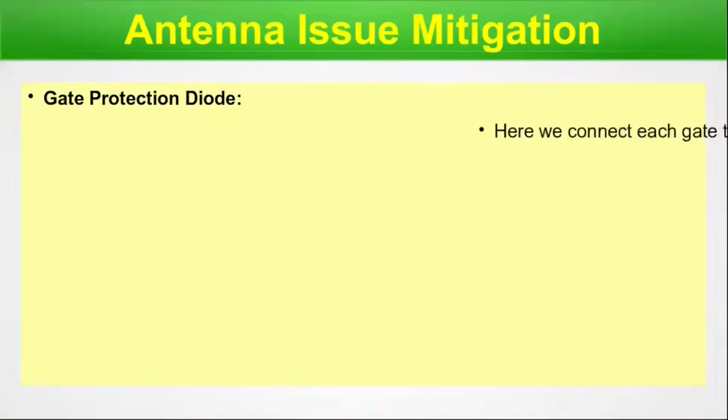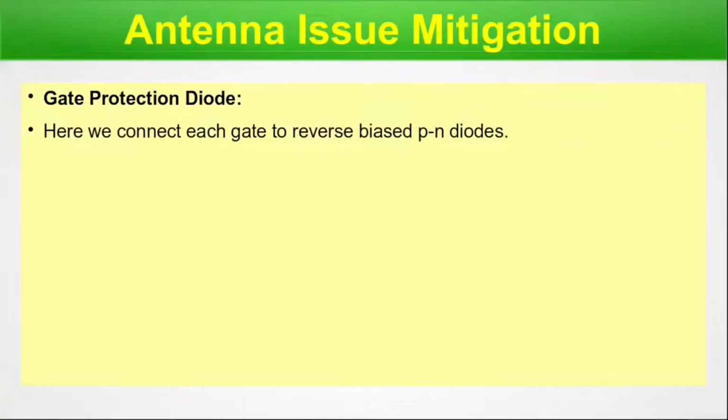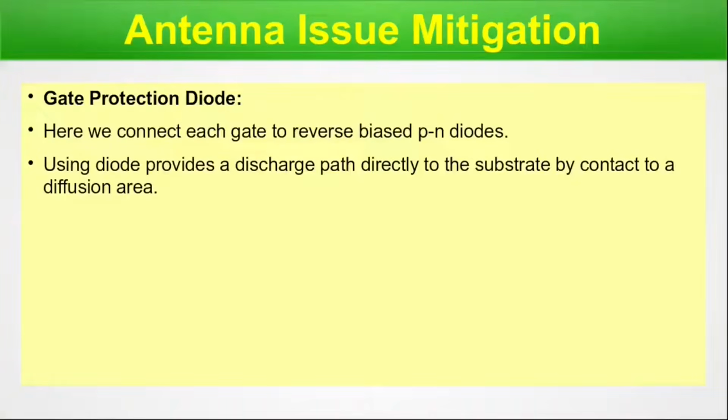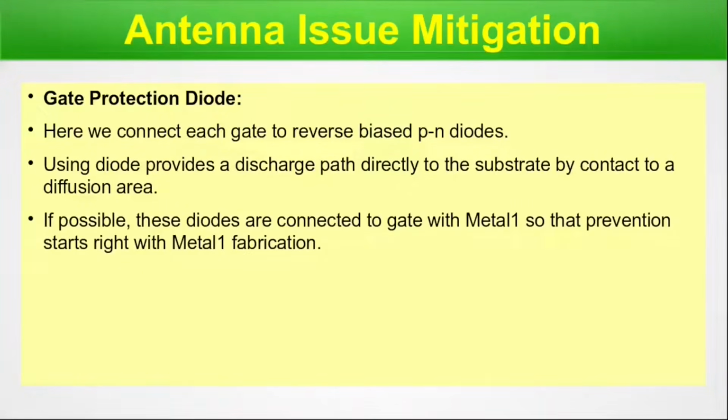Antenna issue mitigation. We continue here with a few more ways of mitigating the antenna phenomenon. Gate protection diode. Here we connect each gate to reverse bias PN diodes. Using a diode provides a discharge path directly to the substrate by contact to a diffusion area. If possible, these diodes are connected to the gate with metal 1 so that prevention starts right with metal 1 fabrication.